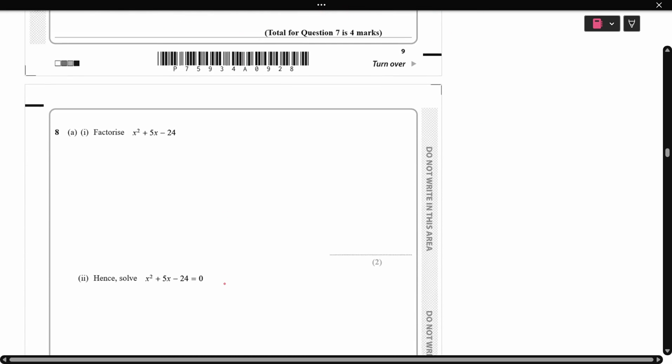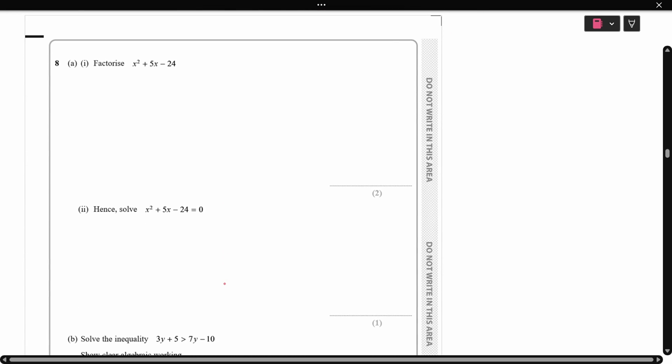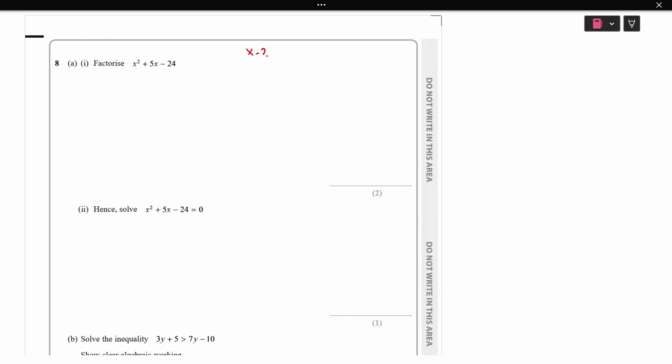Okay, so the next question. Factorize x square plus 5x minus 24. See, multiplied we have to get negative 24, added we have to get 5, which are the numbers 8 and 3. So here x has the greater, so x plus 8 and x minus 3 are the factors.